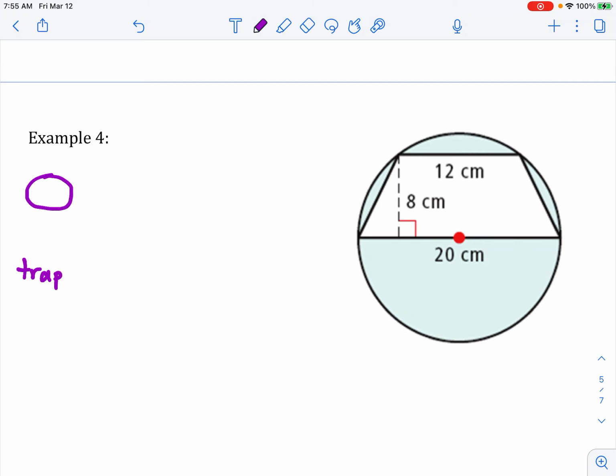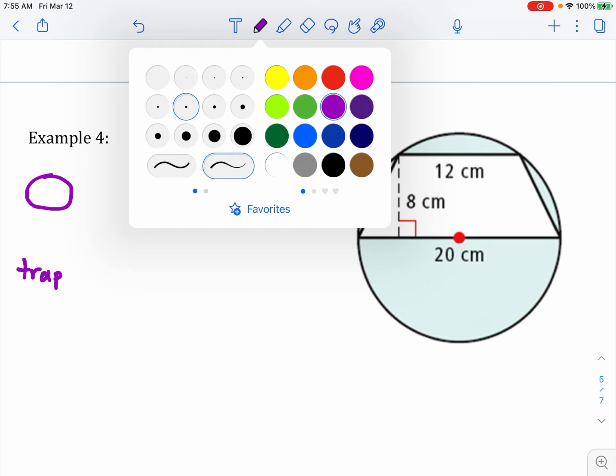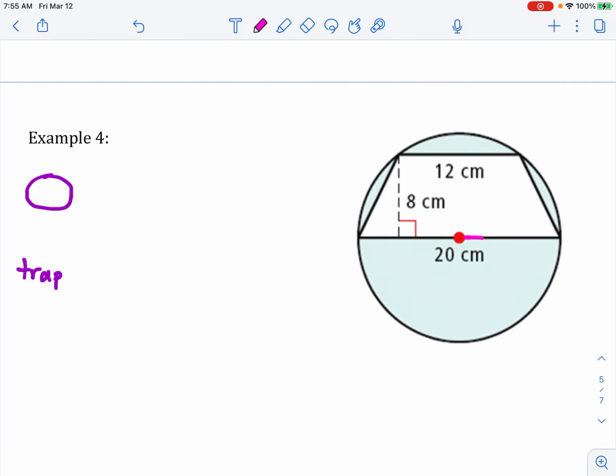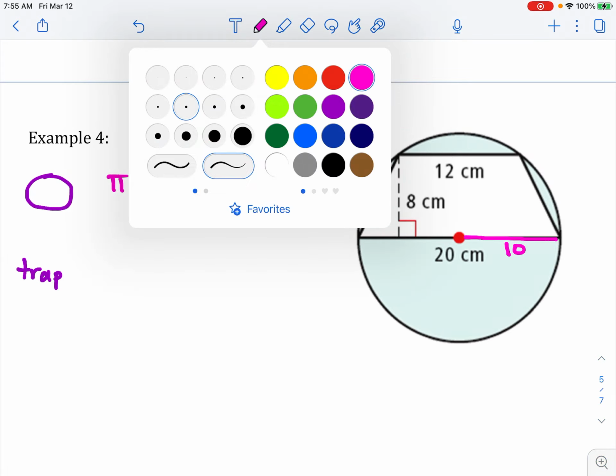Now, remember for our circle, and this is a whole circle, so I won't have to divide anything. Remember, I want to use the radius. The radius is 10. So I'm going to be doing pi times 10 squared for my circle. If I do that, I get 314.2. So we got our first part.